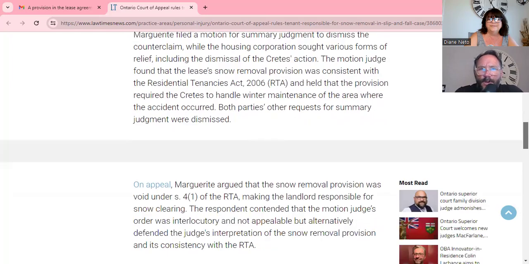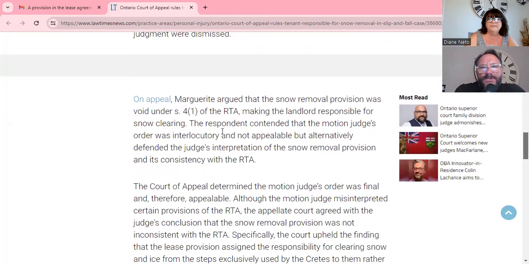On appeal, Marguerite argued that the snow removal provision was void under S.41 of the RTA, making the landlord responsible. The respondent contended that the motion judge's order was interlocutory and not appealable, but alternatively defended the judge's interpretation of the snow removal provision and its consistency with the RTA.